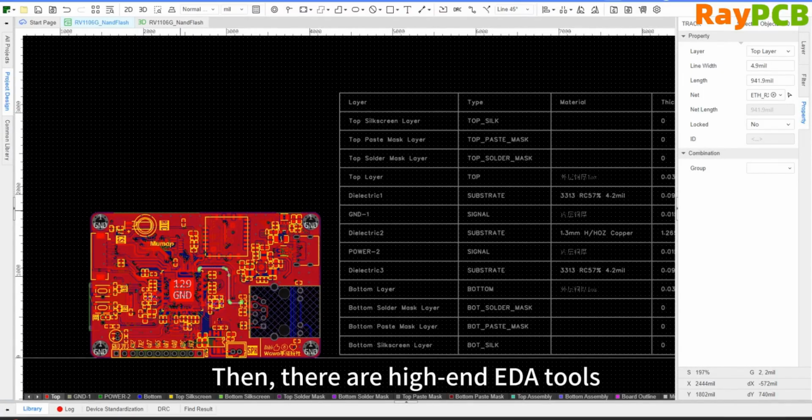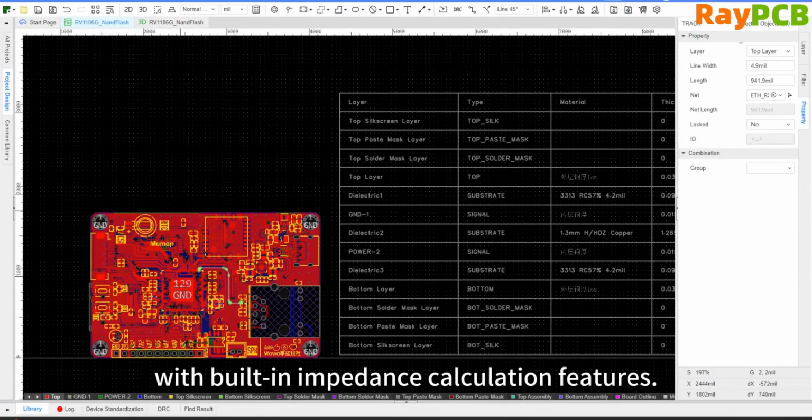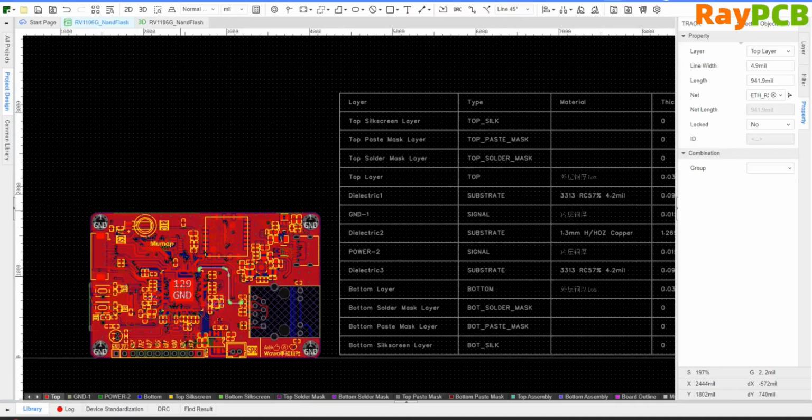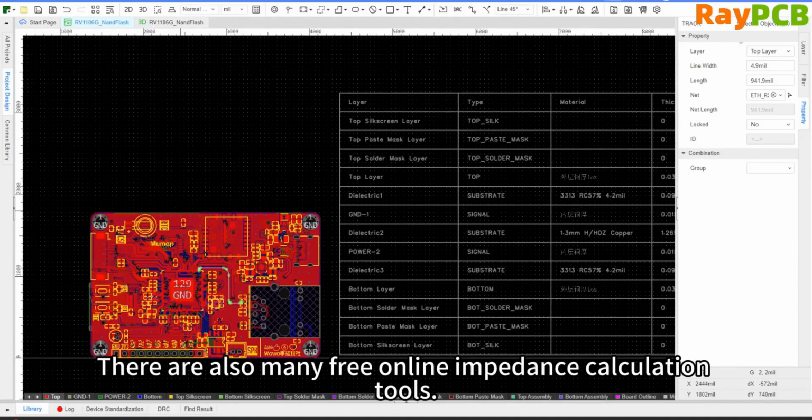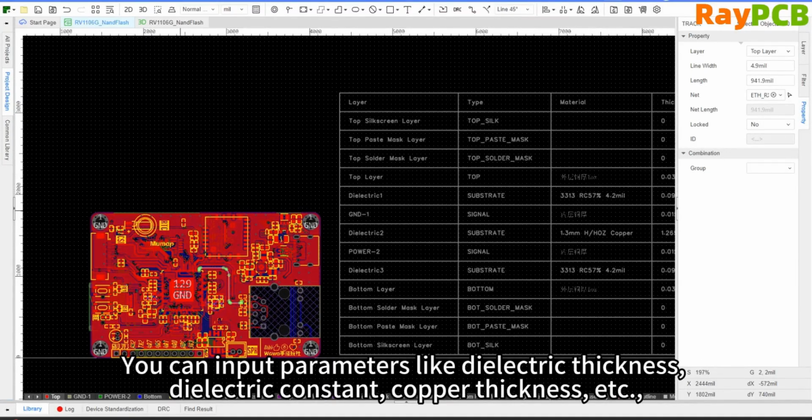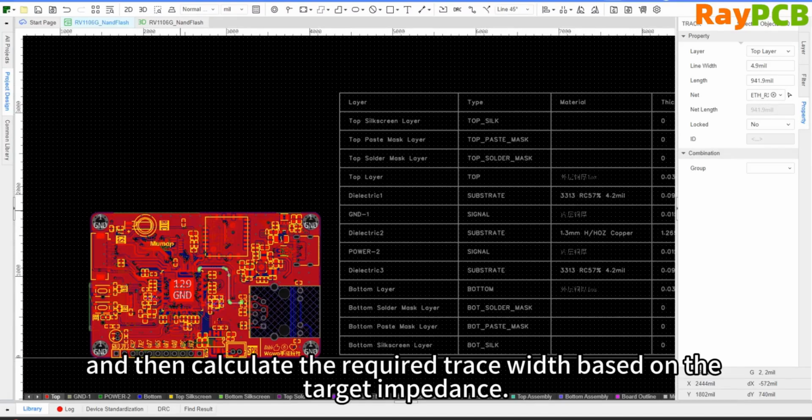Some high-end EDA tools also have built-in impedance calculation functions. There are also many free impedance calculation tools available online. You can input parameters such as dielectric thickness, dielectric constant, and copper thickness, and then work backwards from the target impedance to determine the required line width.